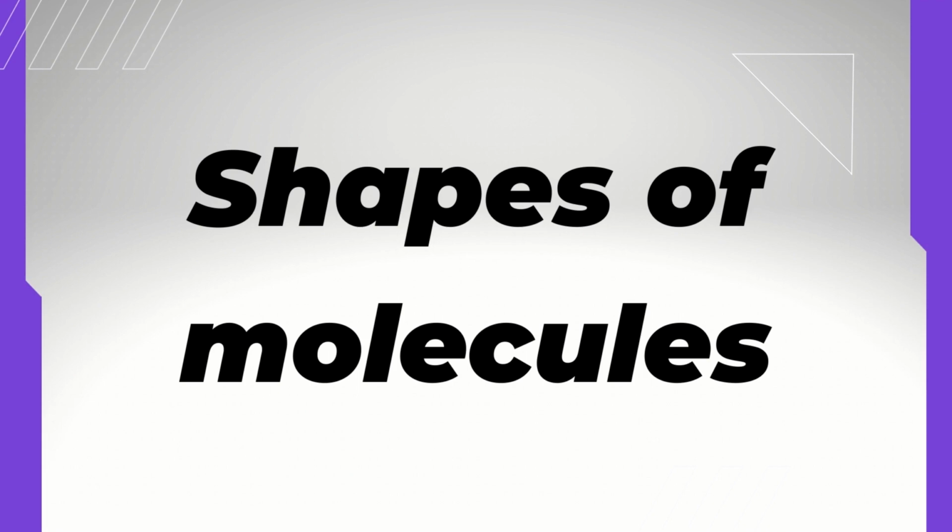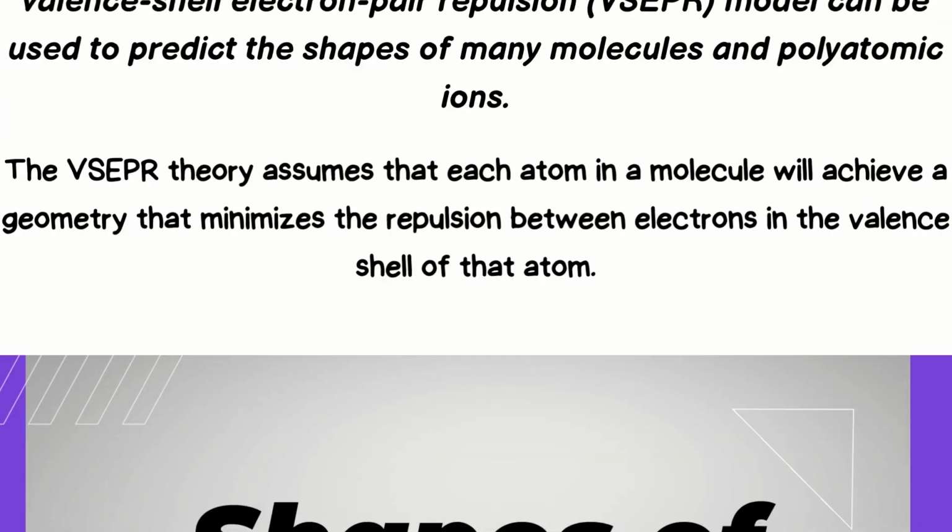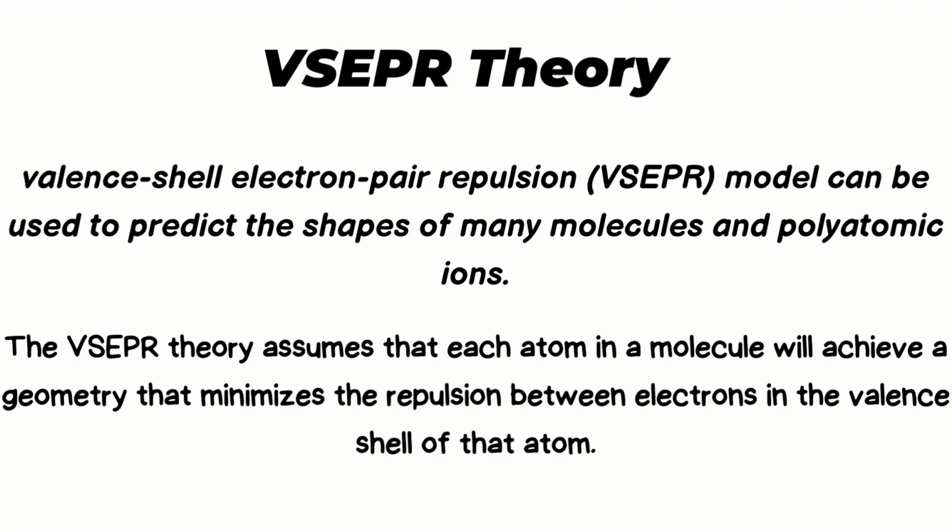Today I would like to share with you the topic shapes of molecules. At first, let's look at VSEPR theory. Valence shell electron pair repulsion model can be used to predict the shapes of many molecules and polyatomic ions. This theory assumes that each atom in a molecule will achieve a geometry that minimizes the repulsion between electrons in the valence shell of that atom.